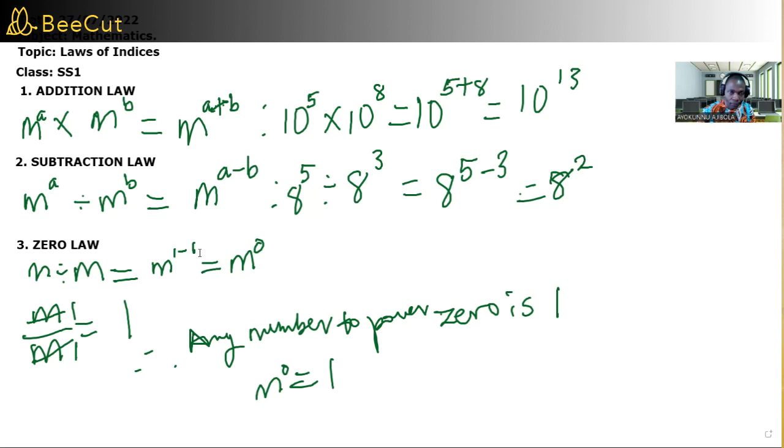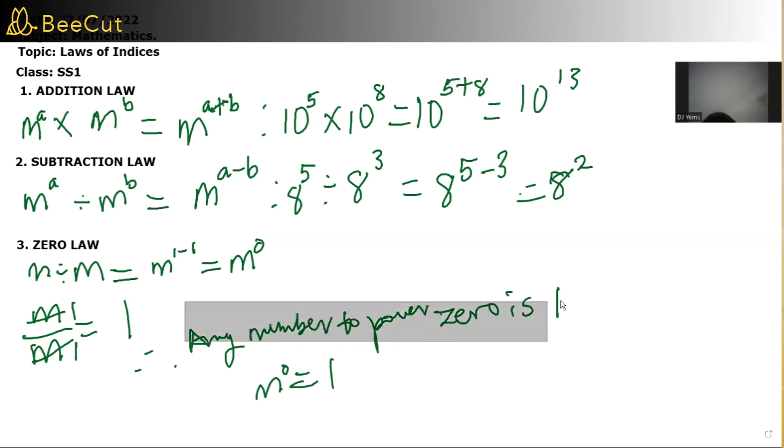Do you understand it now? Yes, sir. Okay, very good. So 1 minus 1 gives what? 0. 0, very good. And I now said, if m divided by m gives us 1, and this m divided by m also gives us m raised to power 0, then we can say m raised to power 0 equals to 1. Therefore, we can prove that any number raised to power 0 is 1.